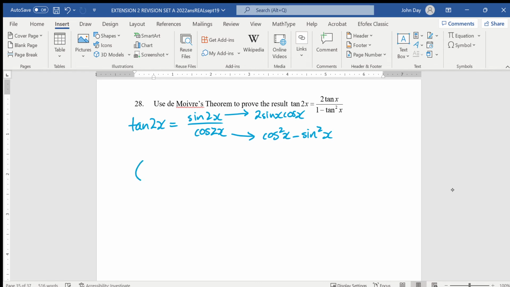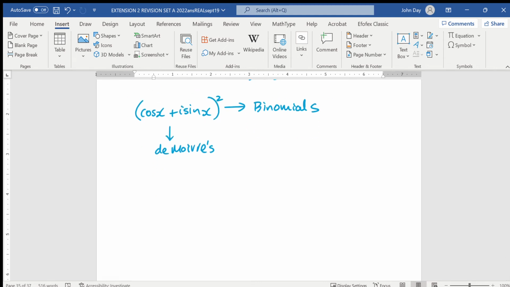And of course, you can expand out cos of x plus i sine of x in two different ways. You can expand it using De Moivre's theorem, and you can expand it using the binomial theorem. So we're going to use those two different ways and equate them together, and we should be able to get our values. So let's first of all expand it using De Moivre's theorem, and it's just cos of 2x plus i sine of 2x. And then let's expand it using the binomial theorem.